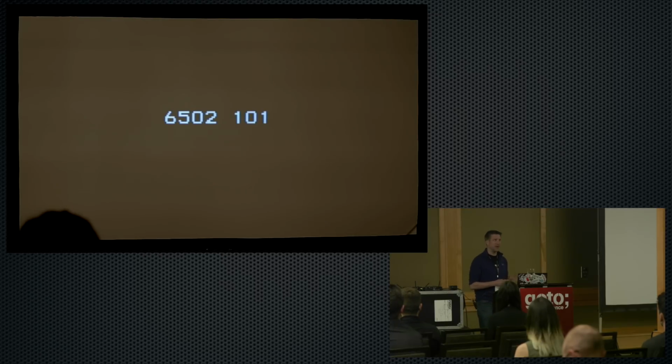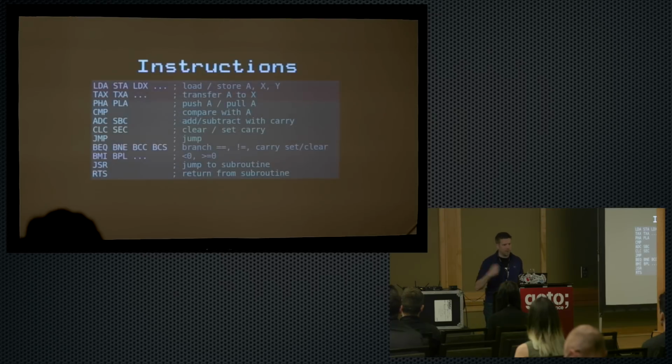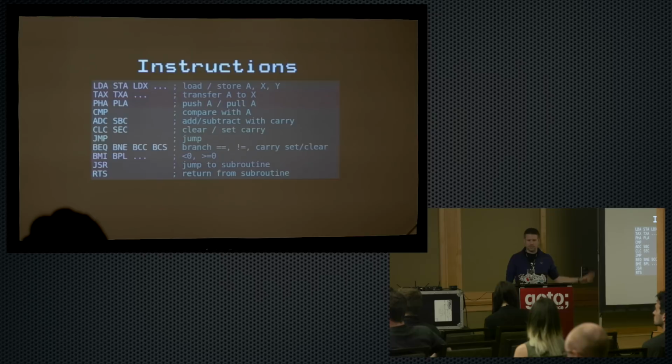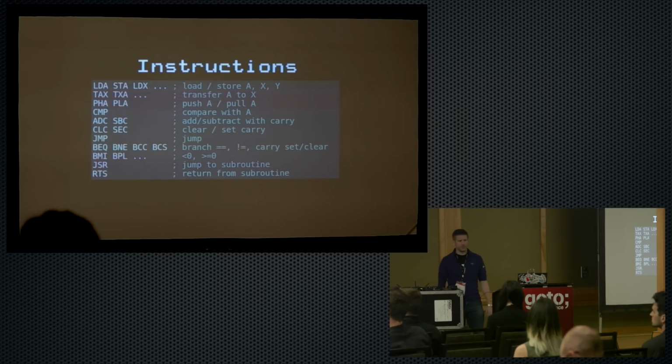So that was the way that you kind of got around the fact that the rest of the system was only 8-bit. You could use two values in the zero page as your 16-bit pointer. It'll hopefully become a little bit more clear in a second. So this is what the instructions look like. You've got load and store to registers, transfer between registers, push, pop, compare, add and subtract, all that kind of stuff, and comparisons and branches, conditional branches. So that's pretty much what most assembly ends up looking like.